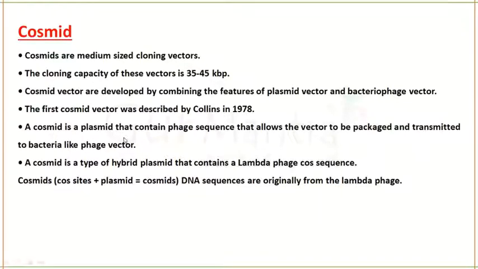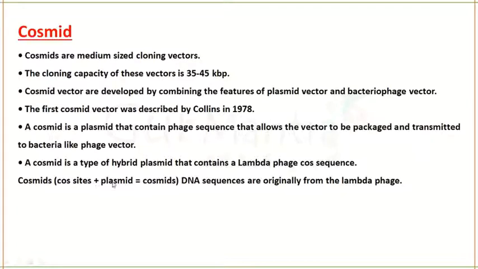A cosmid is a plasmid that contains phage sequences, meaning viral sequences, that allow the vector to be packaged and transmitted to bacteria like a phage vector. So it basically acts like a phage vector. A cosmid is a type of hybrid plasmid because it has the properties of both a bacteriophage and a plasmid, and contains a lambda phage cos sequence. I already told you a cosmid contains the cos site, the cos sequence.